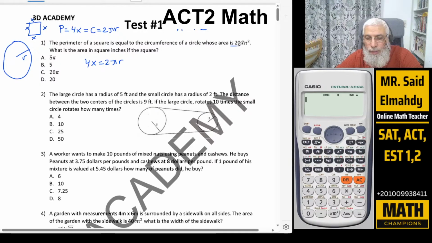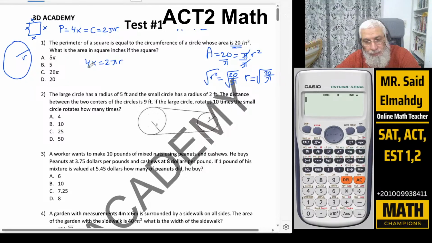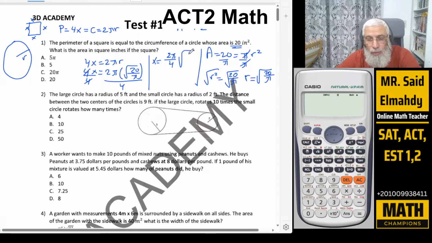طيب circumference of a circle whose area، السيركل دي عندها area equals 20. Area of circle is pi r square. فإحنا من هنا نقدر نعرف ال r، pi divided by pi cancel out، يبقى r squared equals 20 over pi. نعمل square root يبقى r equals square root 20 over pi. فمن هنا نقدر نعرف، نقول substitute 2 pi multiply radius is square root 20 over pi equals 4x. هنعمل divided by 4، this is x, the square side length is 2 pi divided by 4 square root 20 over pi.